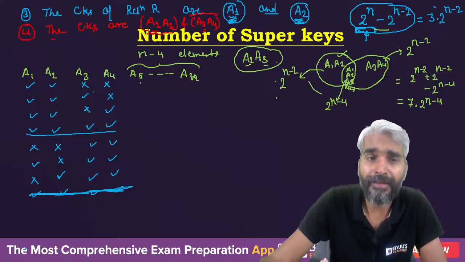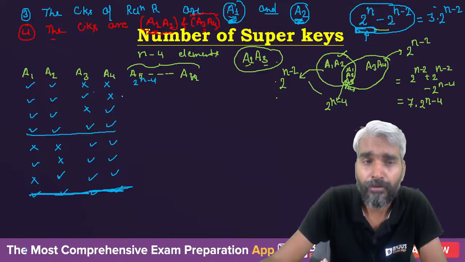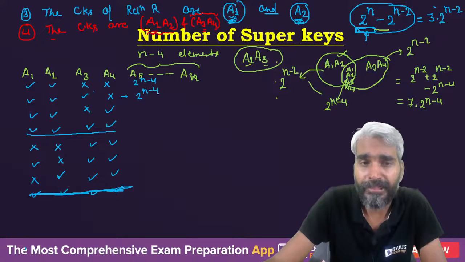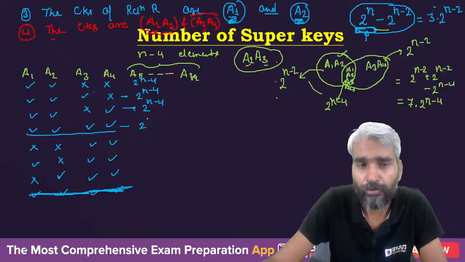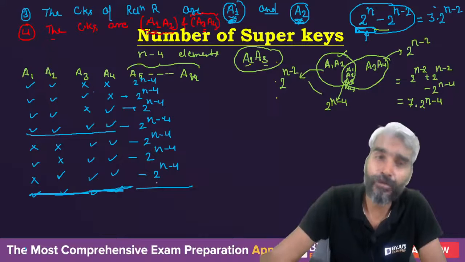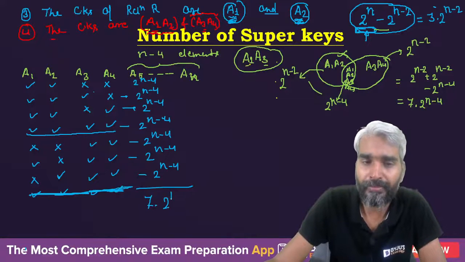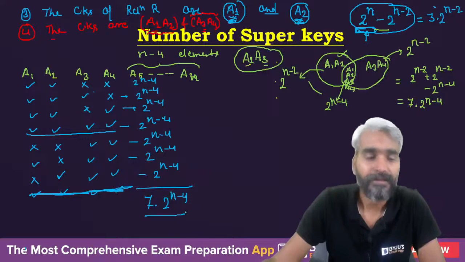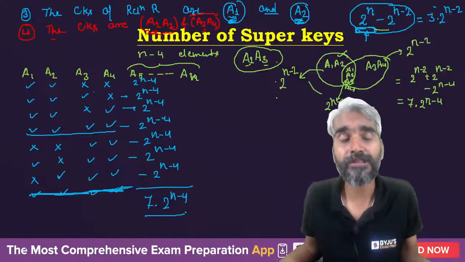Sir, for the remaining n minus 4 attributes, this will be 2 raised to the power n minus 4, in each of the cases. And in the end, 2 raised to the power n minus 4. Total, how many times 2 raised to the power n minus 4? So 7 times 2 raised to the power n minus 4. So the number of such super keys will be 7 times 2 raised to the power n minus 4.